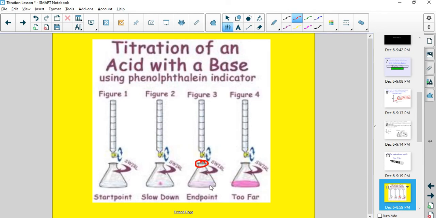So you want to reach an endpoint that is barely pink. Remember, phenolphthalein doesn't really change color until it's above 7, so you don't want it to be this color. This is over titrated. You've gone well above pH of 7. You want it to be barely pink. I usually say in class, if I can see that it's pink from across the class, it's over titrated. It's gone too far. Start over. If I have a hard time seeing that it's pink from across the class, and as I approach, it begins to look very slightly pink, then that's perfect. So that's the challenge in a titration experiment.